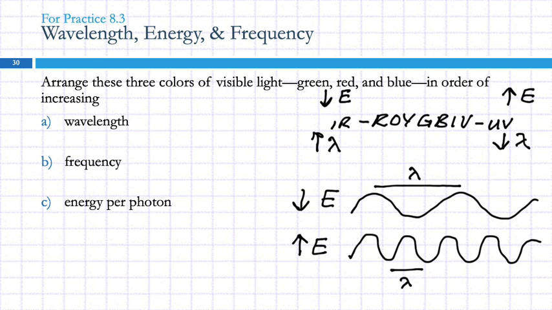Frequency and wavelength are opposite of each other. So if this end is high wavelength, it's low frequency. And if this one is low wavelength, it's high frequency.